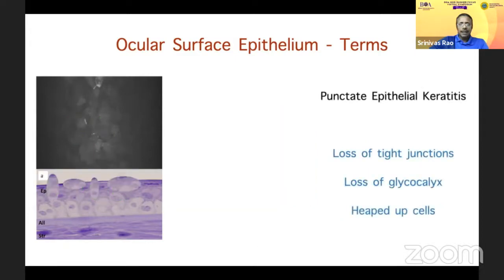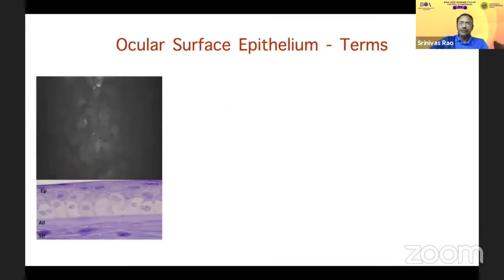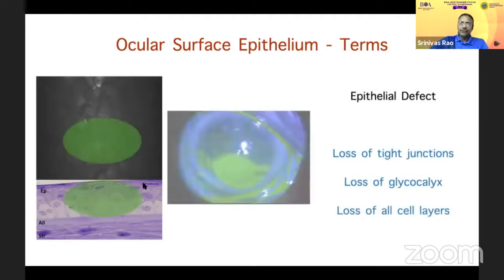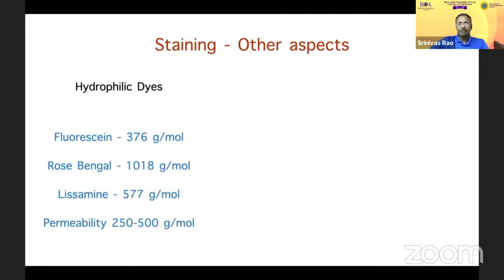Cells can also get proliferated, and you can get heaped up cells like this when you have sometimes adenoviral keratitis or microsporidial changes, and this is punctate epithelial keratitis. And the way to differentiate these from erosions is to make a slit. And here you can see the elevation of these cells, whereas in the erosion, there is a concave depression. And of course, the final stage is when you lose all of the cell layers of the epithelium, when you get the classical epithelial defect itself.